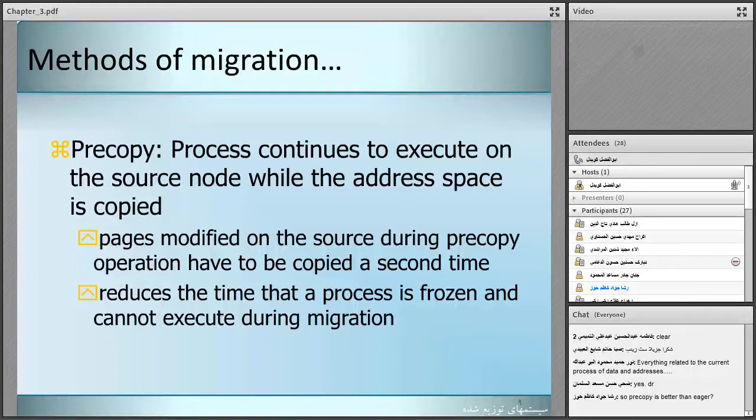No, Ms. Rasha, there is not a correct answer for this question. We do not know which method is better. It depends on our application. It depends on the system. It depends on many things.